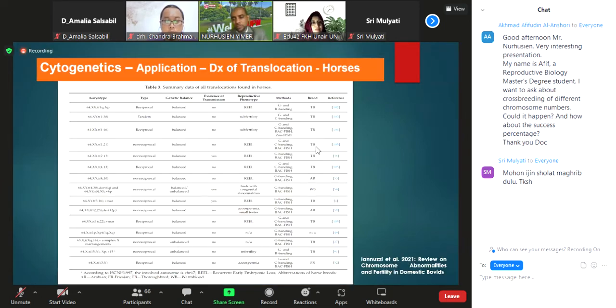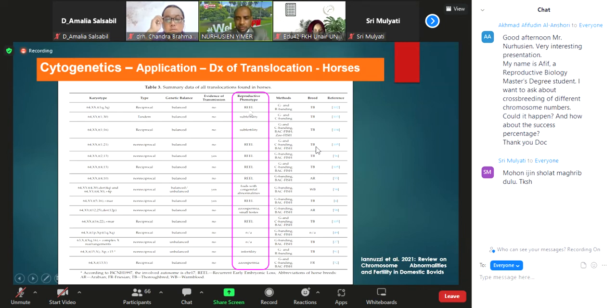In other species of animals, like horses, this is an example of a report from horses, with different types of translocation, not necessarily between 1 and 29. Translocation can even happen between an autosomal chromosome and a sex chromosome. As I mentioned, those chromosomal abnormalities can have a very big impact on fertility. And these are the reproductive problems faced by these individual animals detected with this translocation.